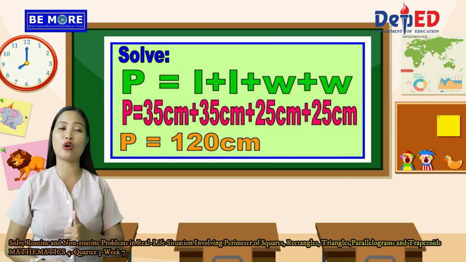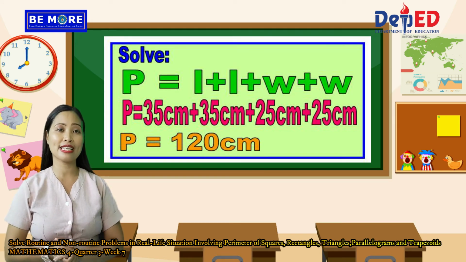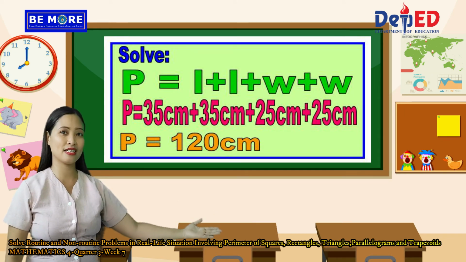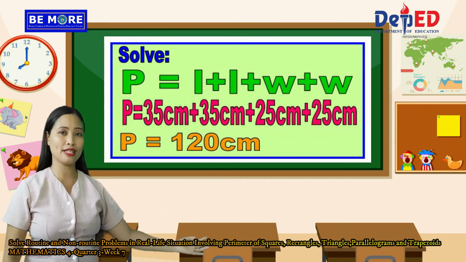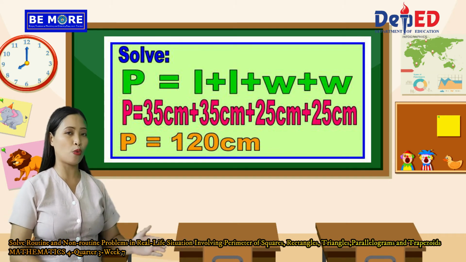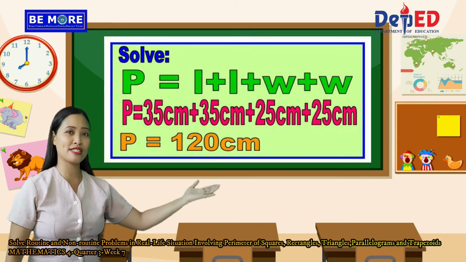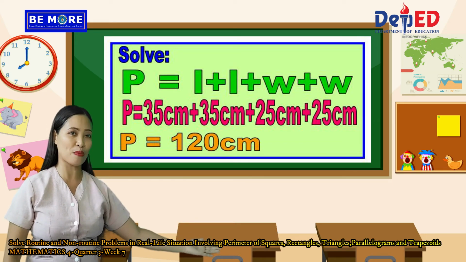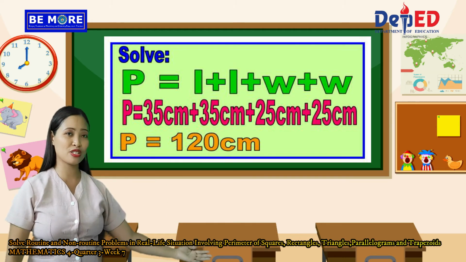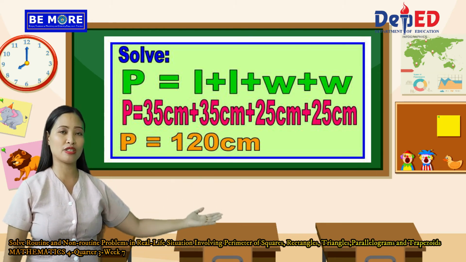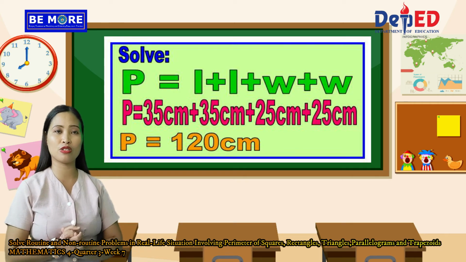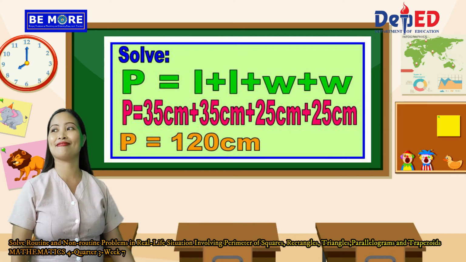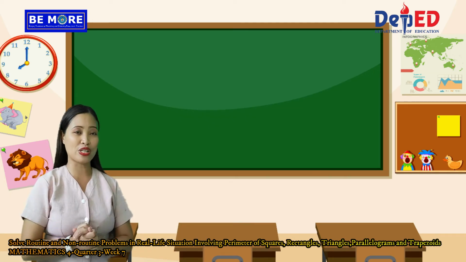You simply use the formula for the perimeter of a rectangle, which is perimeter is equal to length plus width, where perimeter is equal to 35 centimeters plus 35 centimeters plus 25 centimeters plus 25 centimeters. Thus, perimeter is equal to 120 centimeters. Let's proceed to number 3.